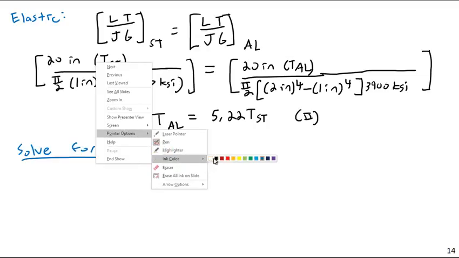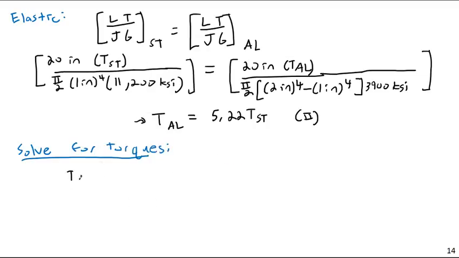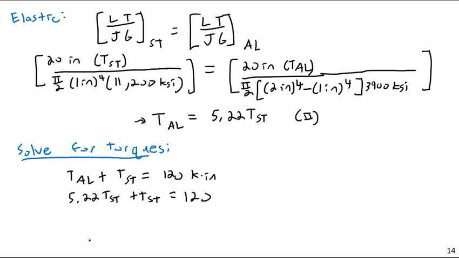I know that T_AL, the torque in the aluminum, plus the torque in the steel, is equal to 120 kip-inches. And I know that T_AL is 5.22 T_ST, so I can just substitute this in: 5.22 T_ST plus T_ST equals 120. From this, I can easily find that T_ST, the torque in the steel, is 19.3 kip-inches, and the torque in the aluminum is 100.2 kip-inches. And those are my two torques.